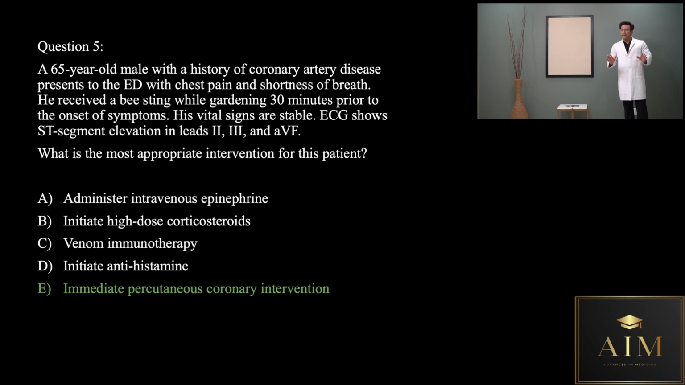Corticosteroids are not indicated as the primary treatment for an acute myocardial infarction. The priority is to re-establish blood flow to the heart muscle, achieved through PCI. While the patient did experience a bee sting, the current presentation is more consistent with a myocardial infarction. The urgent need is to address the heart-related symptoms. So there is no indication for venom immunotherapy for now.